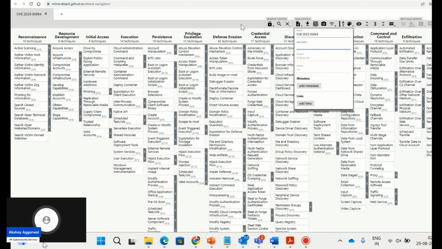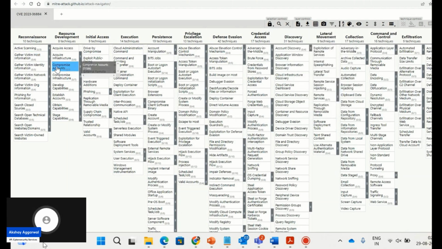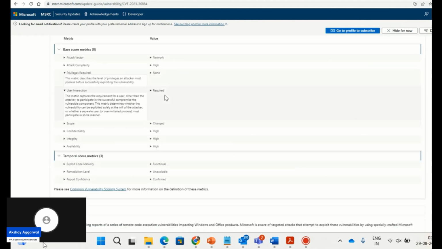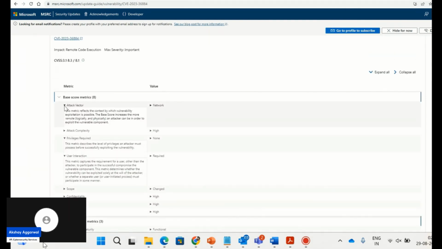Now, for you to understand adversary behavior, how the attack played out and what transpired, you have to do some research. During my research, I came across this article that was published by Microsoft. You can use various research blogs that are available out there, and based on that, you can study first what the attack is, what application it is affecting, and what the attack vector was.